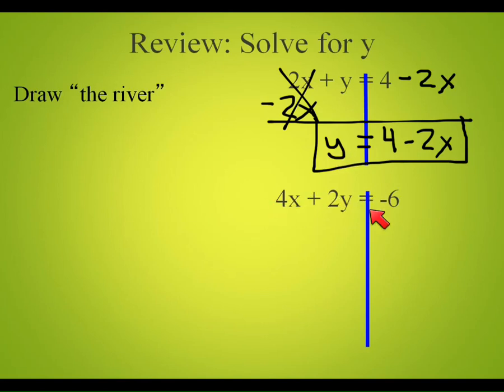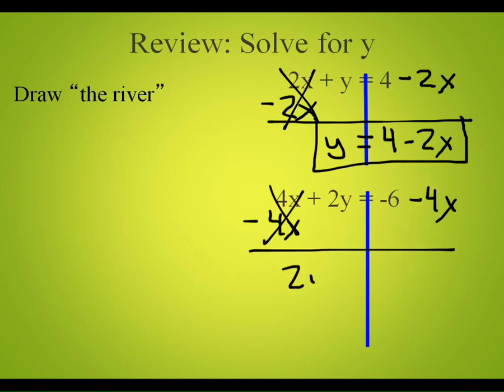How about this one? 4x plus 2y equals -6. I want to get y by itself. Now remember this 2, I'm going to undo that last. This is multiplication by 2. I need to undo that last, so I need to move this 4x over to the other side first. Just like in the last problem, how do I move that to the other side? Since that's a positive 4x, I will subtract 4x from both sides.